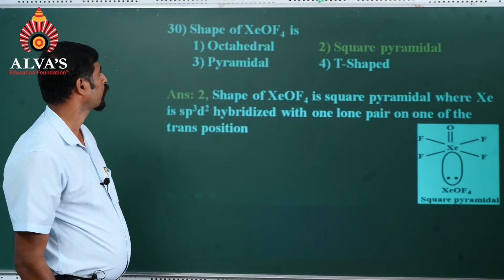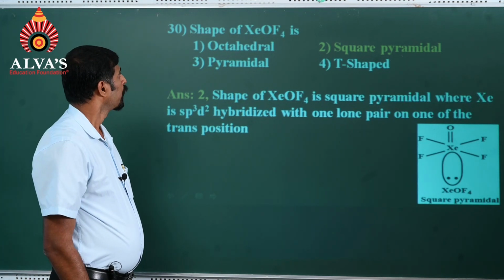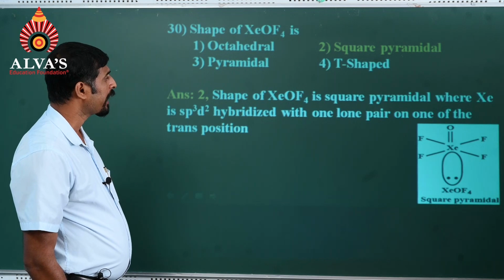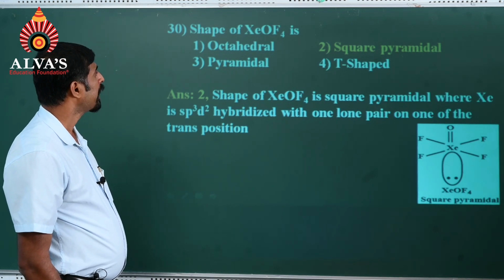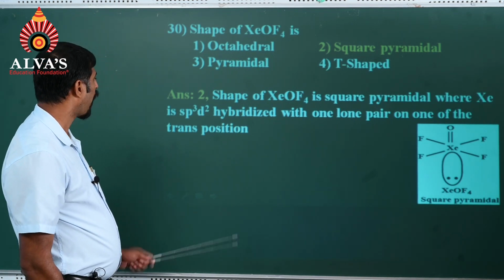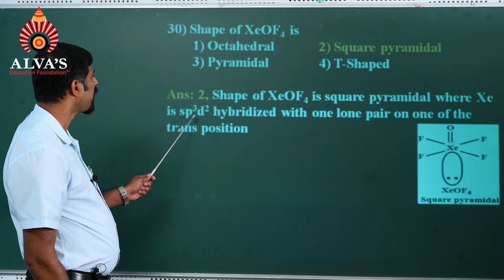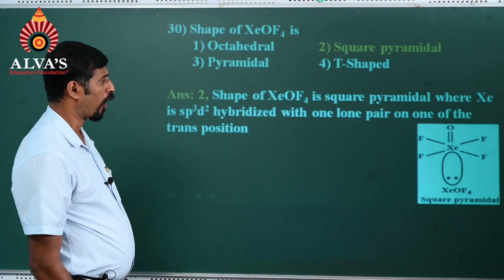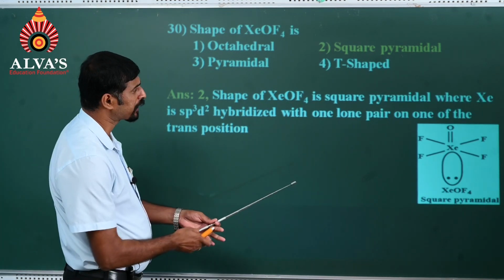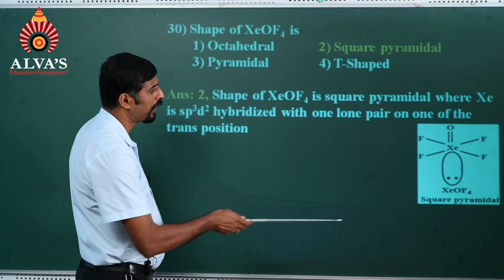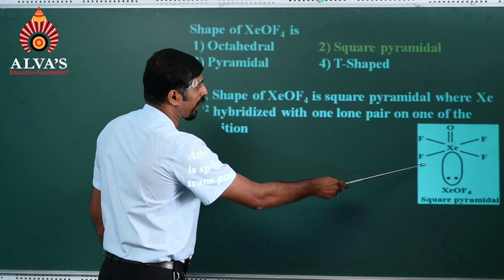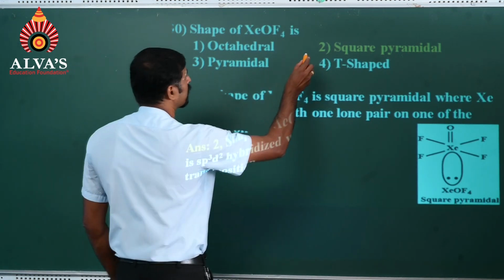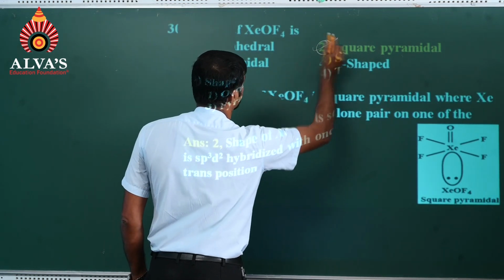Next, move on to question number 30. Shape of XeOF4 is. First, we will see what the hybridization is. In XeOF4, the hybridization is sp3d2, and it has one lone pair of electrons, and if you observe the structure, it is square pyramidal. The structure is like this, square pyramidal. Therefore, option second is the right answer.